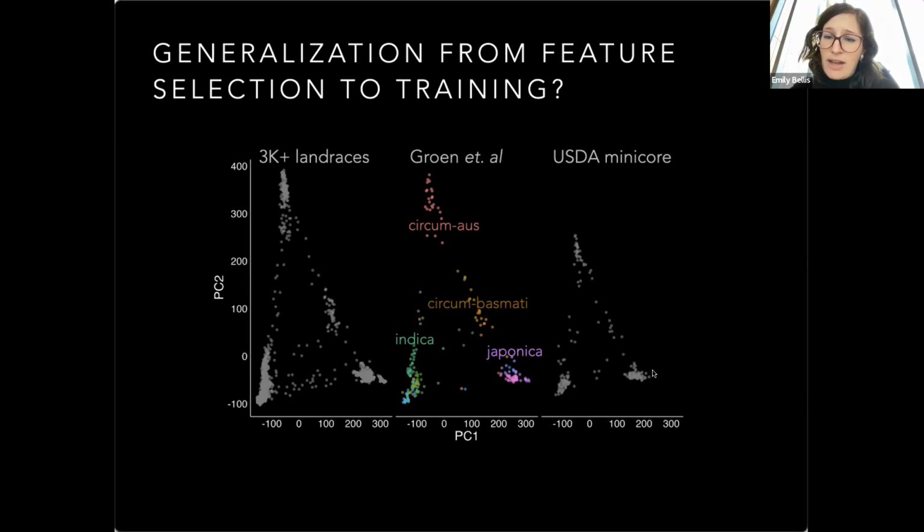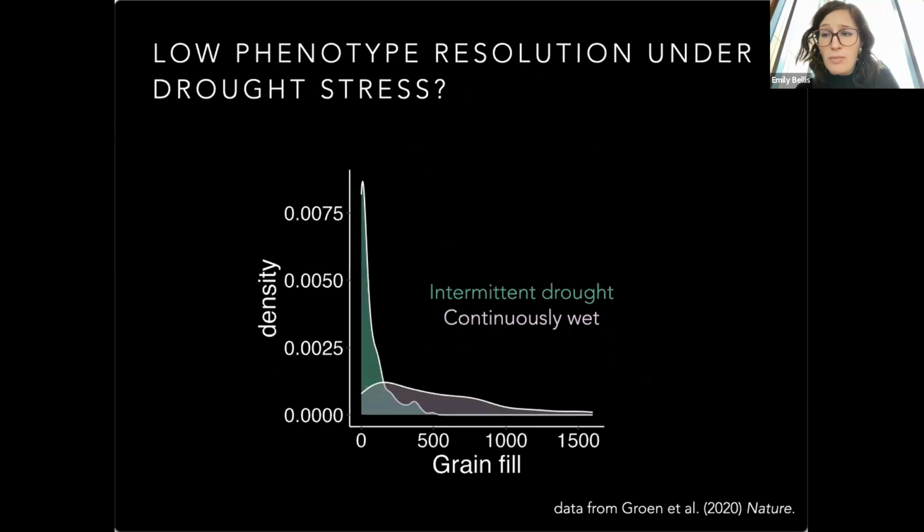And I've also put the USDA rice mini-core there. So the USDA mini-core germplasm is hosted just down the road from Jonesboro, Arkansas in Stuttgart, and so this is easy access for us for experiments. We can see that this one represents a little subset of that diversity that we used for training the models.